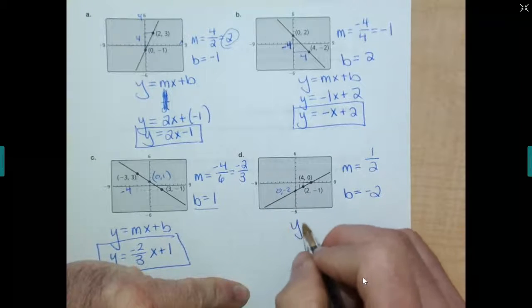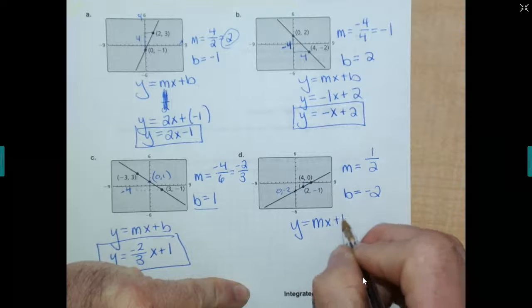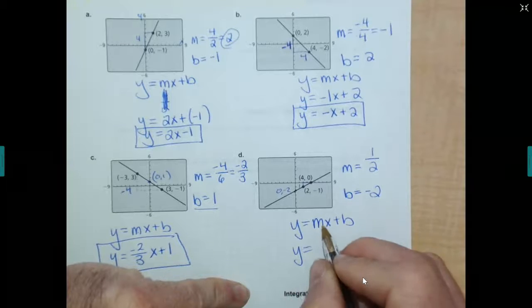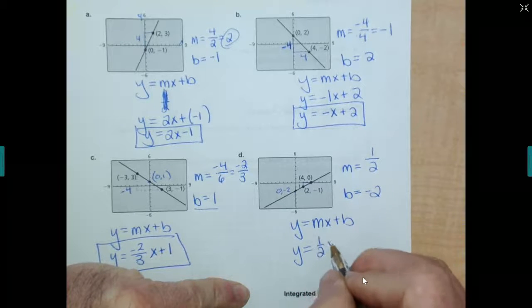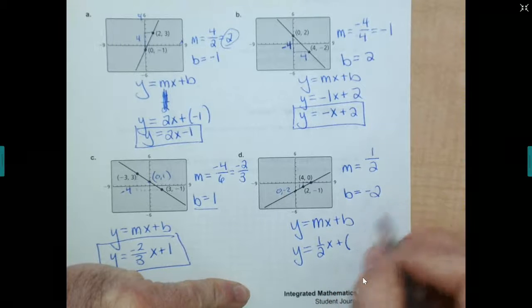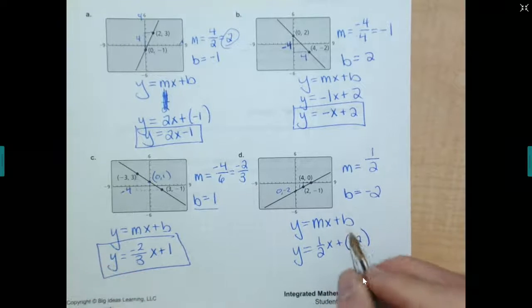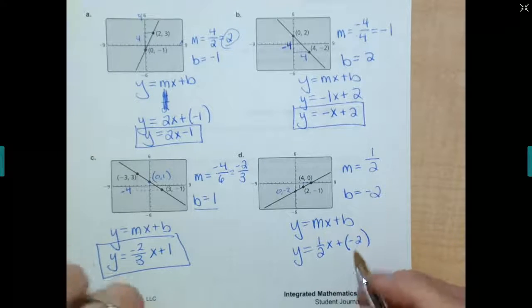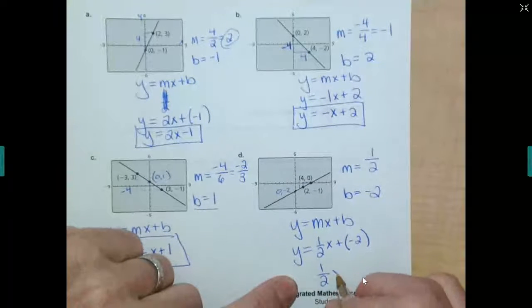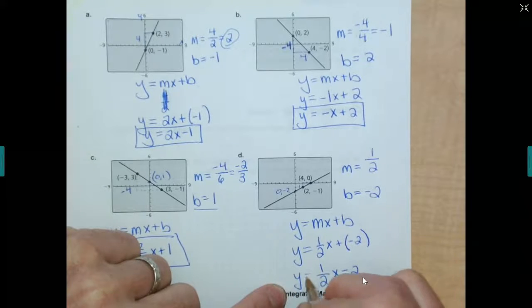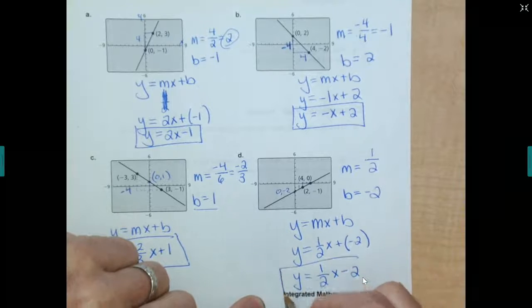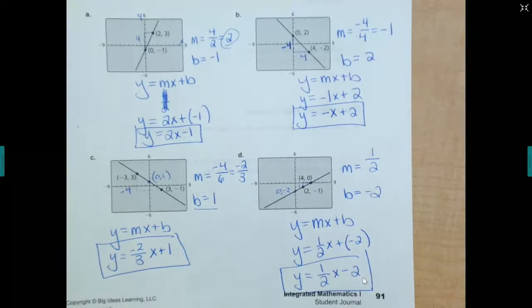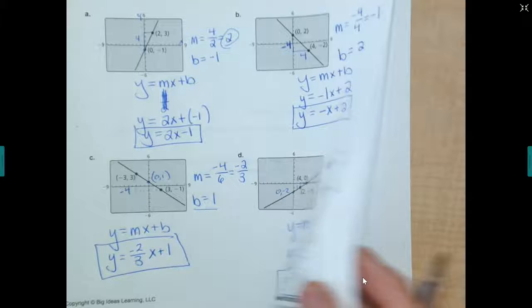So here, y equals mx plus b. I have y equals my slope, which is 1/2, plus my b value, which is negative 2. Don't get these mixed up. Don't add a 2. Make sure you're adding your b value. If I simplify it, plus a negative 2 is the same as minus 2. So just make sure you understand how that step works and where you got that from. Okay, stop the video if you have any questions.